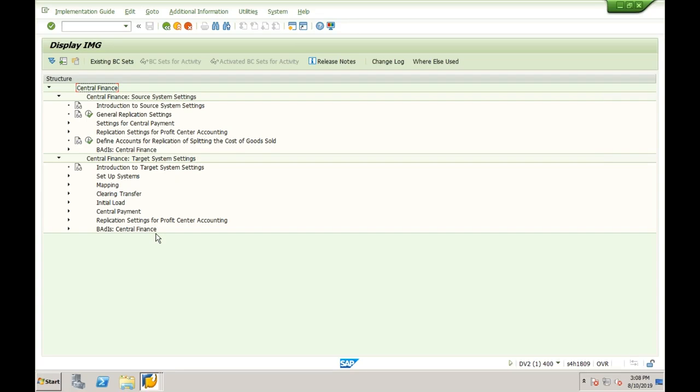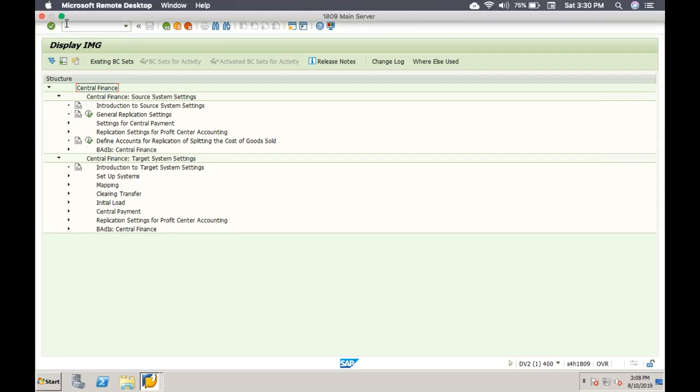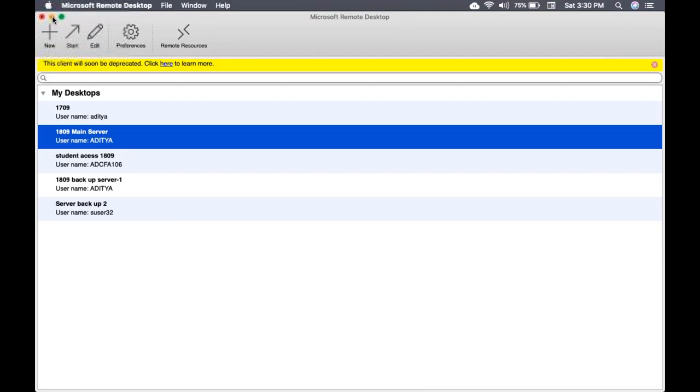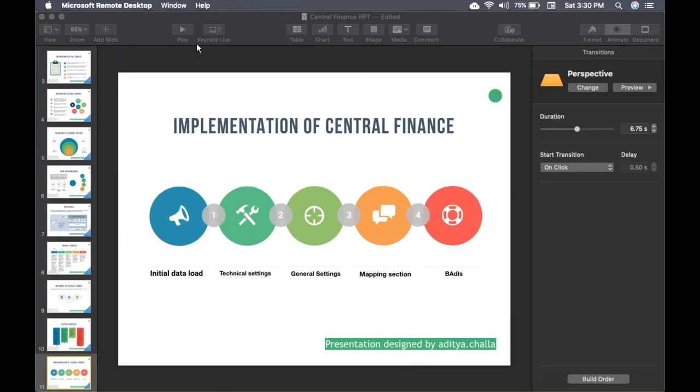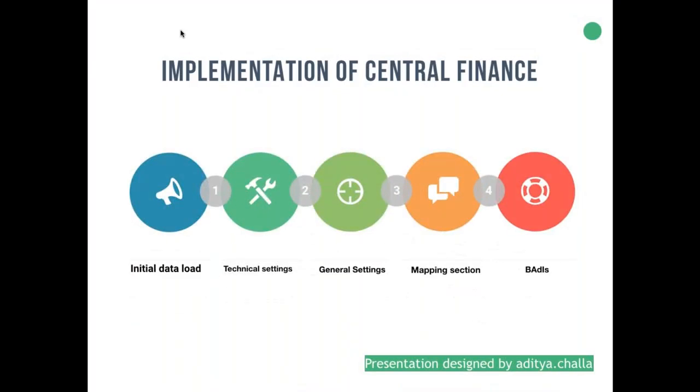So like this, there is a structure that we need to understand here. The implementation of central finance is in a separate system, and the harmonization between both the systems and the replication between both the systems is also somewhat different.